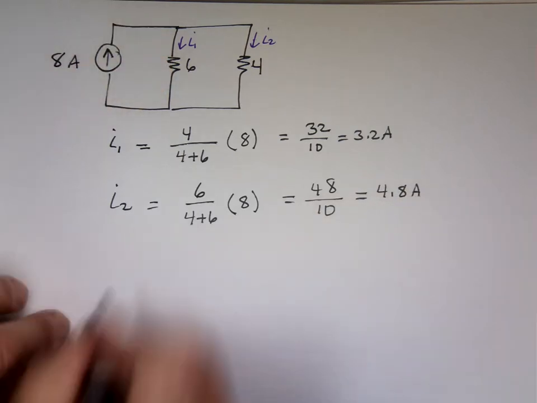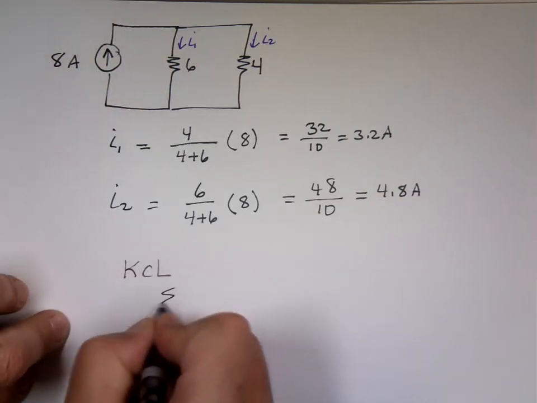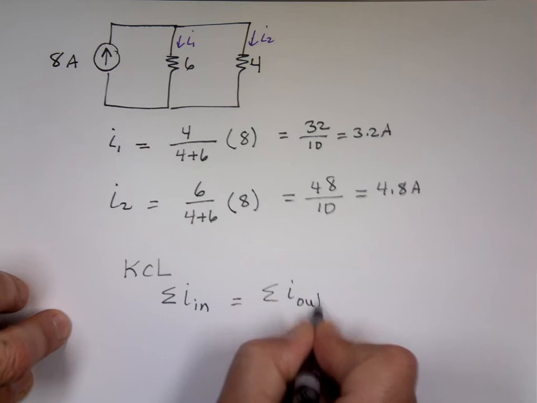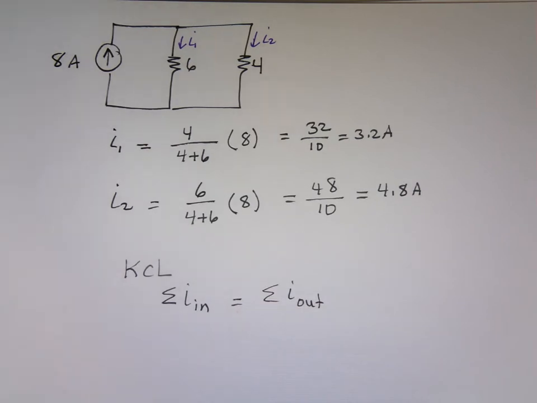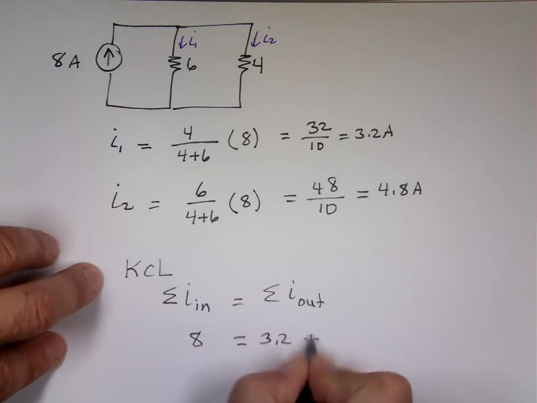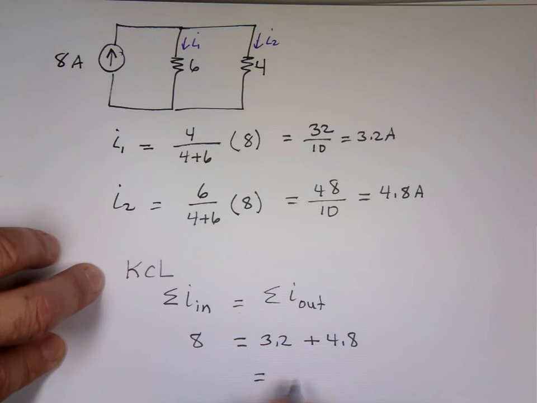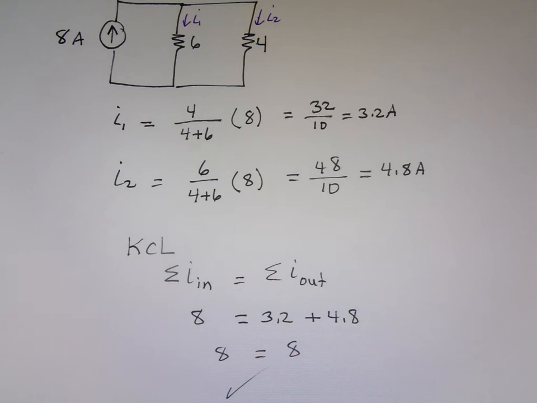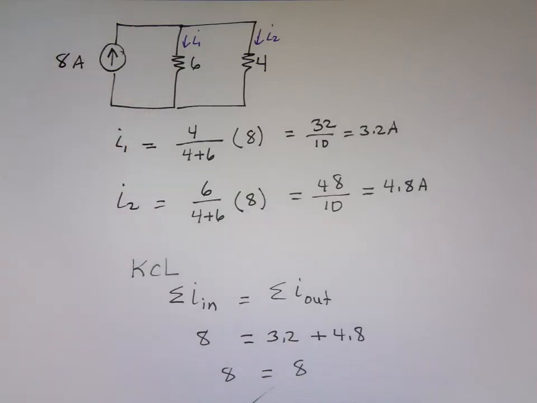KCL said if you take all the currents going to the node, it should equal all the currents leaving that node. Well, what is going to that node? 8. And what's leaving? 3.2 and 4.8. Do they add up to 8? It better be. They have to add up to 8. Now I'll put 4 resistors and do it with 4 and see what will happen.